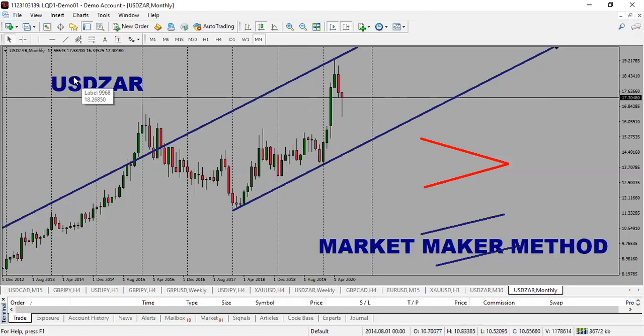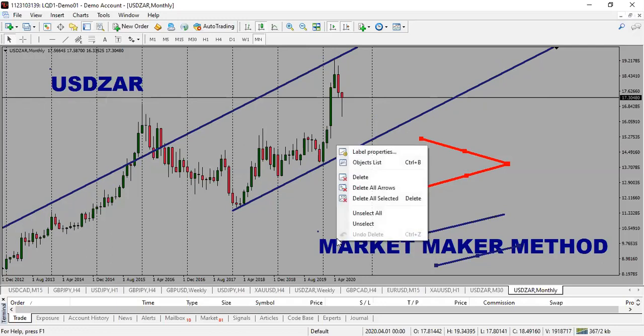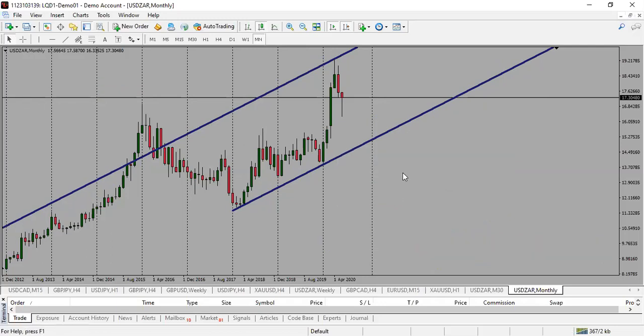Before it gets too messy, let's move all these things, because now we know that we are dealing with the market maker method and how they move. I'm just going to delete everything and make it as clean as possible. Today we make it clean. I don't want any mess today.